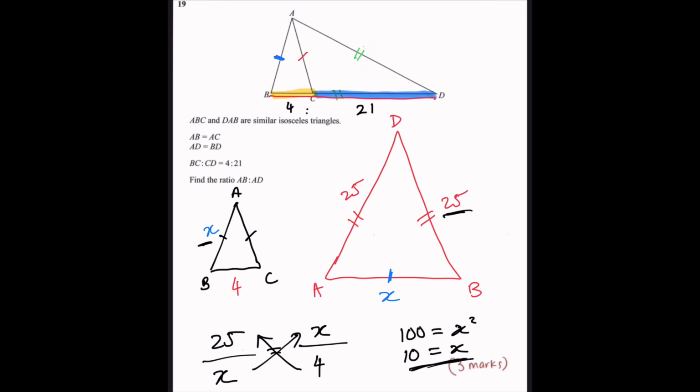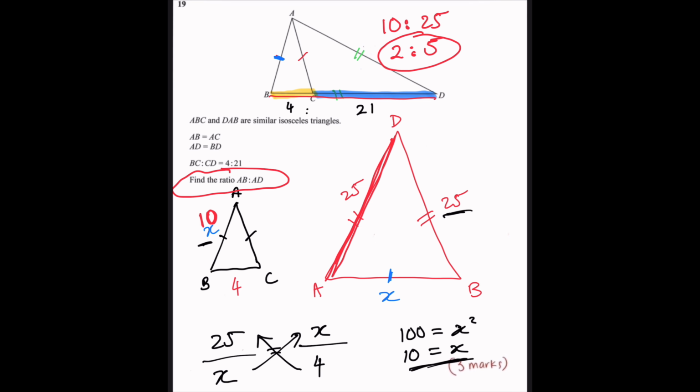Okay, is this our answer? Not yet. The question asks us to find the ratio AB to AD. So let's have a look. AB we now know is 10. And AD is this length, 25. So the ratio AB to AD is 10 to 25. Can we simplify this? The answer is yes. Both divide by 5. So it's 2 to 5 is my final ratio.